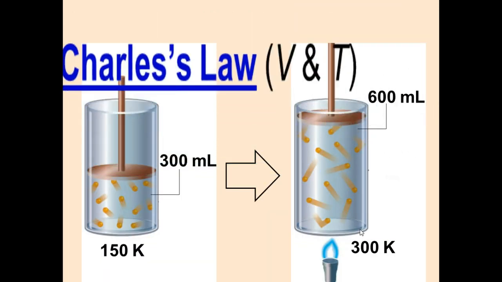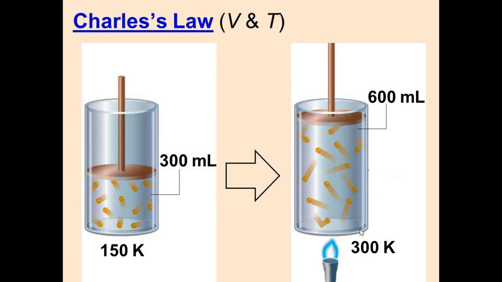Then we have Charles' law, which has to do with volume and temperature. And so if we increase the temperature, we increase the volume. And oh yeah, by the way, you can always think about it in terms of collisions. So in this case, if we increase the temperature, the particles start moving even faster, so they collide more often with the walls. And if they collide more often, the volume will increase because there's more force on the container.